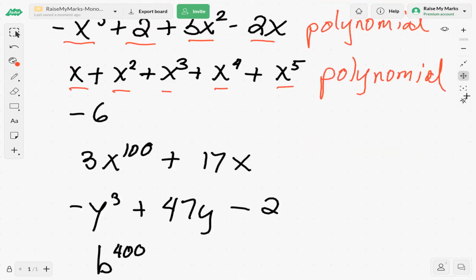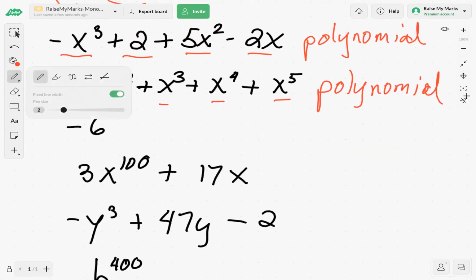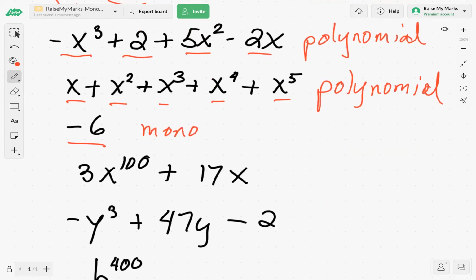Quite a few. All right, let's look at the next one. Negative 6, single term, monomial. Next one, 3 times x to the power 100 plus 17x, two terms, binomial.